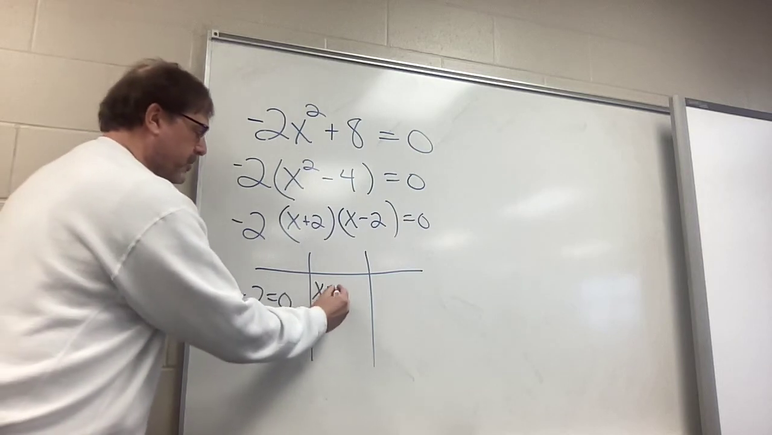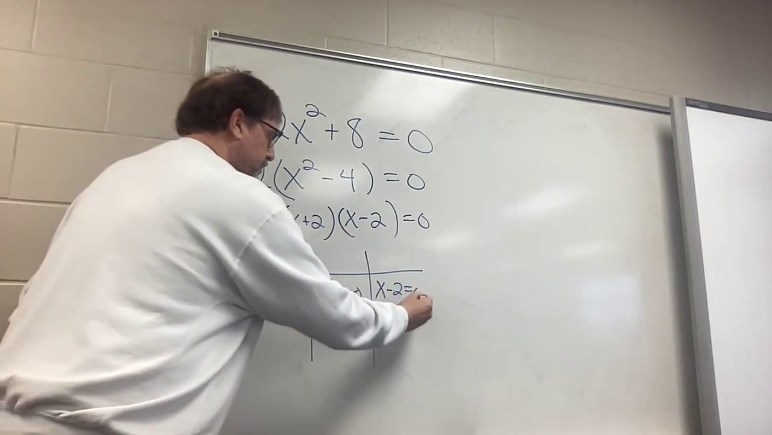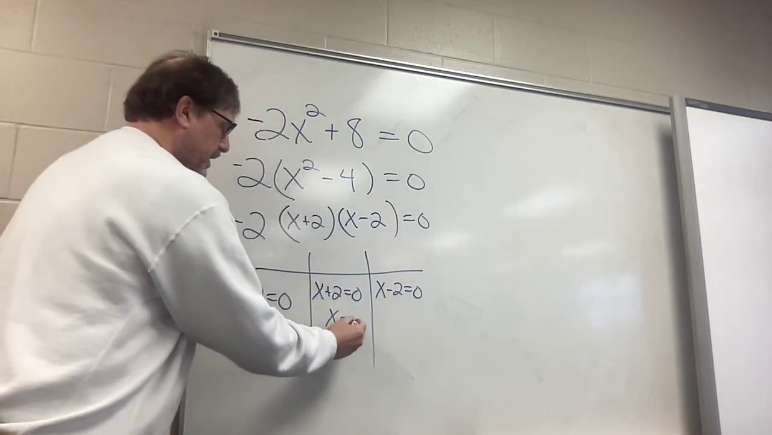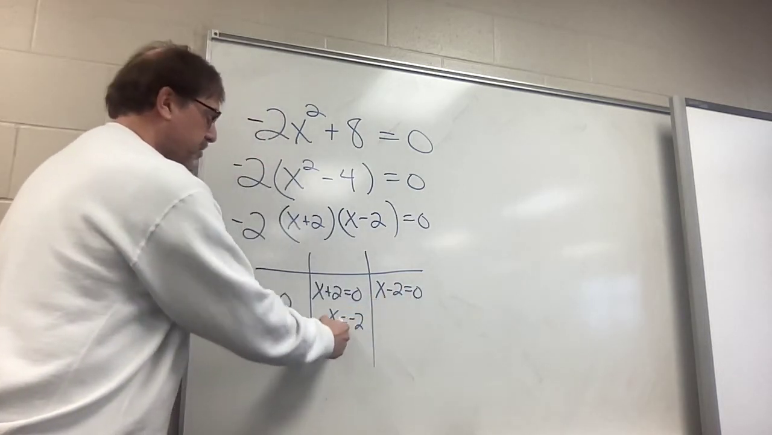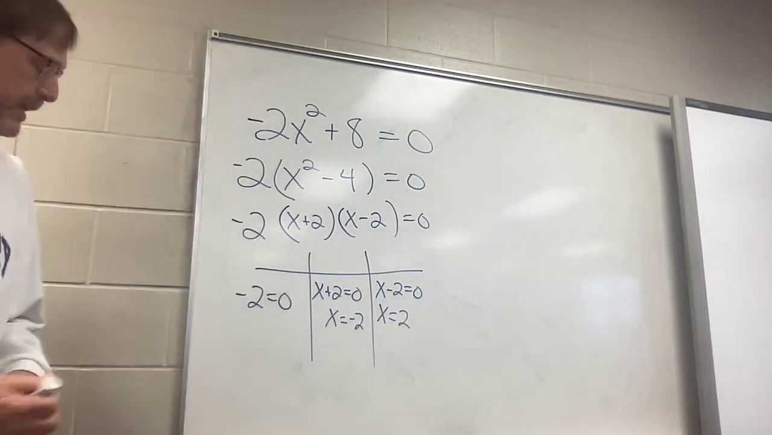All right, negative 2 equals 0. I'm going to write x plus 2 equals 0. I'm going to write x minus 2 equals 0. I'm going to do this one, x cannot equal, or x is negative 2, I'm sorry. X is positive 2. All right.